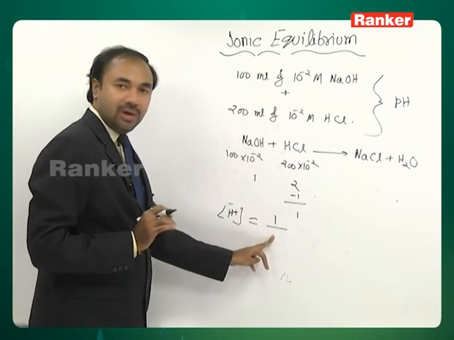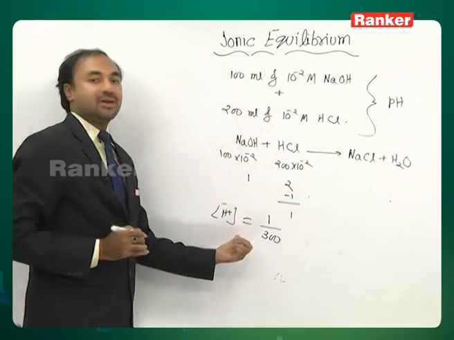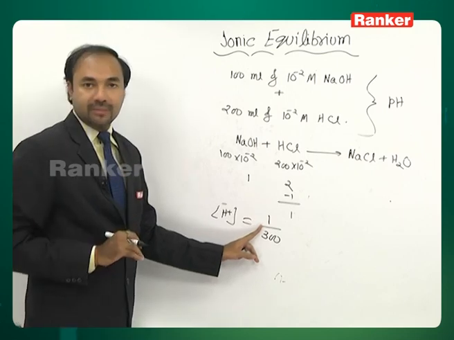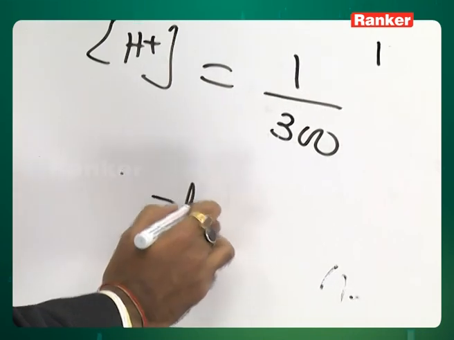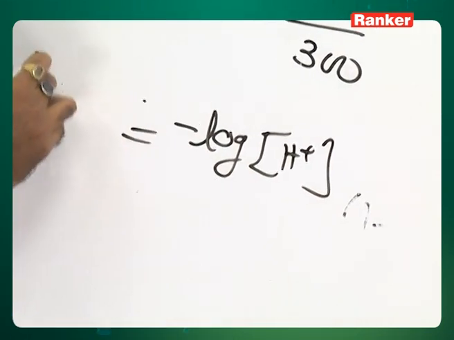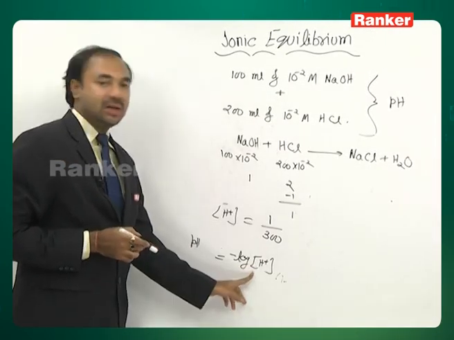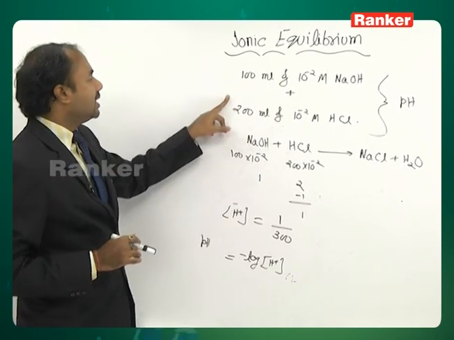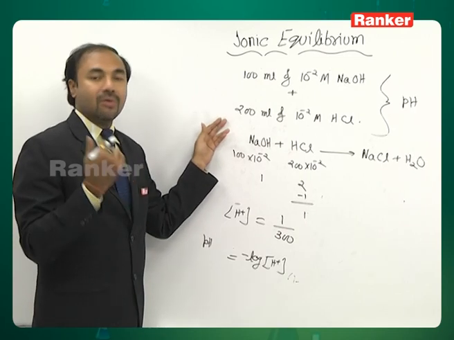So this is 1 millimole divided by volume, which is 300, we get H plus ion concentration: 1 by 300 moles per liter. Now take minus log of this H plus ion concentration, and this will be equal to pH of the resultant solution. Substitute this value here, the answer comes. Got it? So this is how we find pH for a mixture of strong acid and strong base.